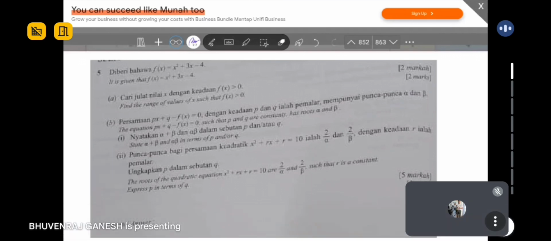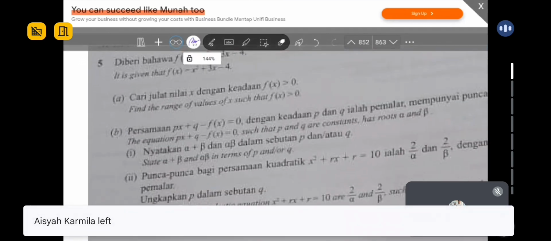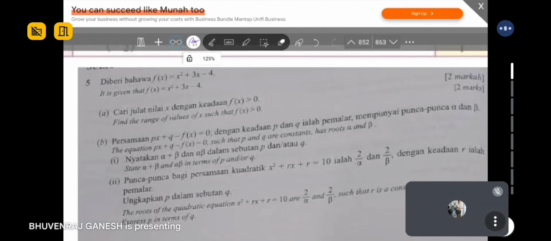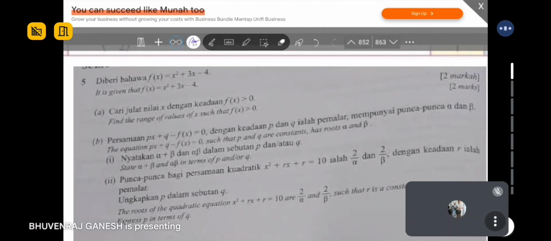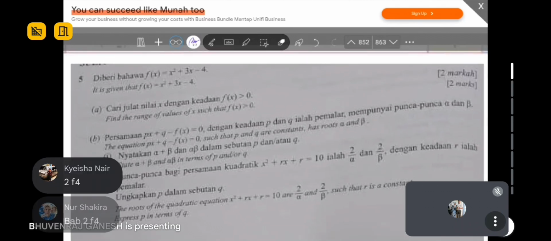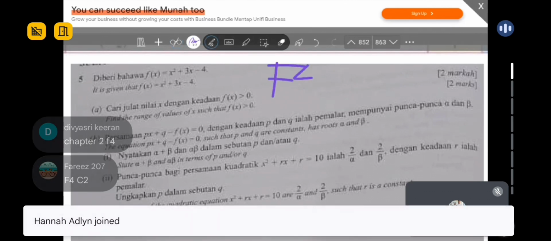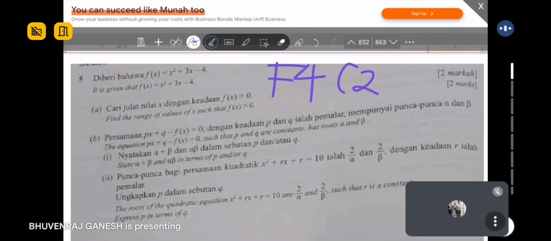Nur Shakira ada. Okay guys, boleh tak kamu bagi tahu saya soalan ni bab apa? What chapter? Yes, bab 2 form 4. Very good guys. This is Form 4 Chapter 2, quadratic function. Persamaan kuadratik.